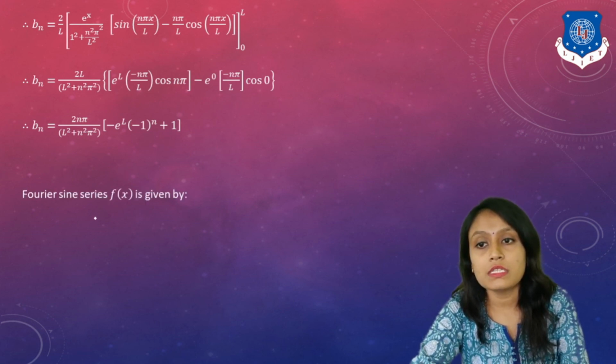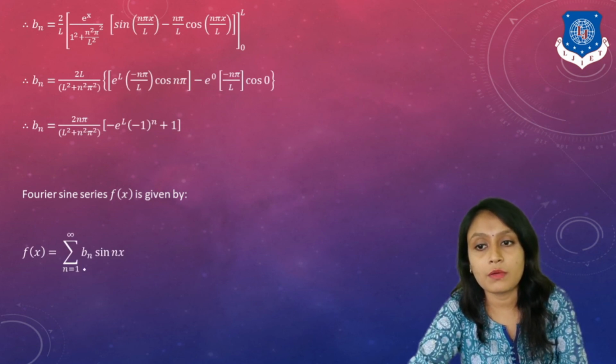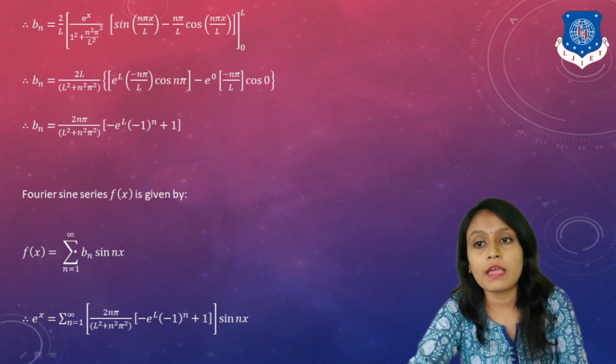Now we have to substitute this answer in the f(x) formula. The f(x) formula is summation n from 1 to infinity Bn sin n pi x upon L. Just substitute the value of Bn here, right? So you will get the Fourier series of the function e raised to x in the interval 0 to L.